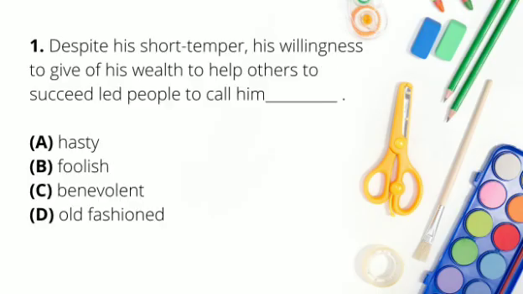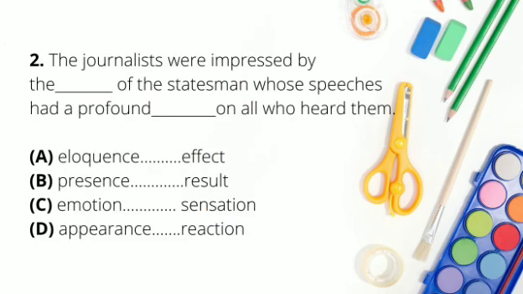Question 1. Despite his short temper, his willingness to give of his wealth to help others succeed led people to call him benevolent. The answer is C. Number 2 is also a repeated item. It says the journalists were impressed by the dash of the statesman whose speeches had a profound dash on all who heard them. So for this item we had selected A, eloquence and effect.